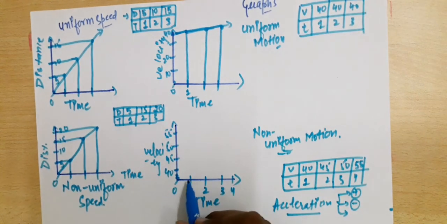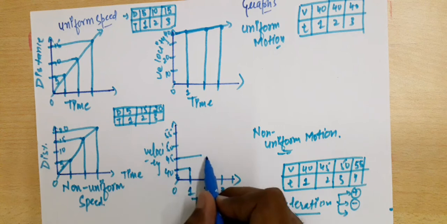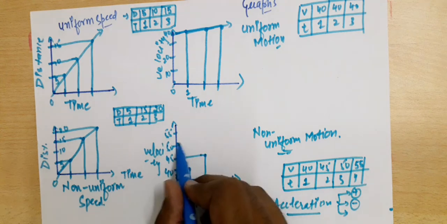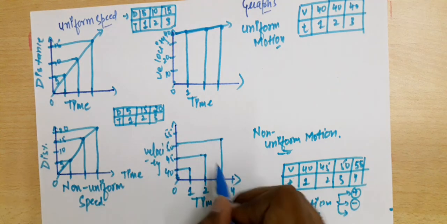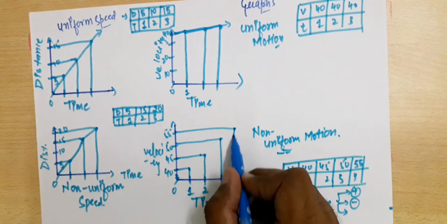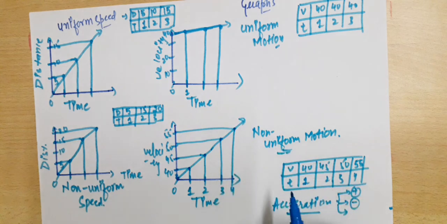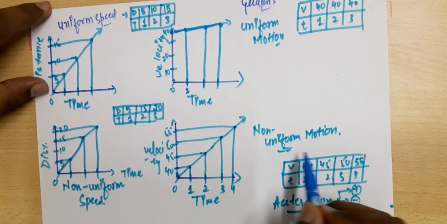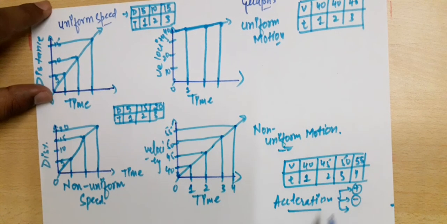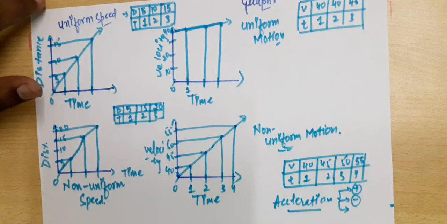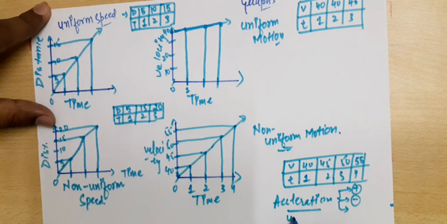Now we will observe that at the very first second it was 40. At 45 it was 2. Now at 50 it is 3, and at 55 it is 4. We can observe a straight line again. So in this case, when non-uniform motion is there but acceleration is positive and uniform, then we will have a straight line.